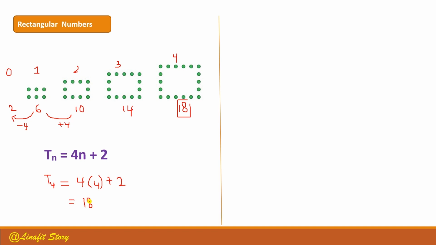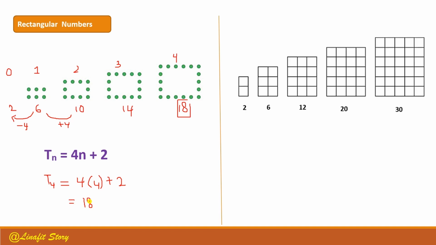Now let's compare with another rectangular numbers. 2 squares make a rectangle. So the first term is 2. The second term is 6. The third term is 12. The fourth term is 20. The fifth term is 30. So the general term of this sequence is Cn is equal to n(n plus 1).